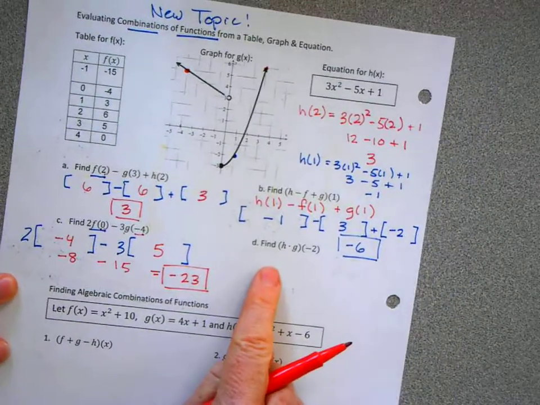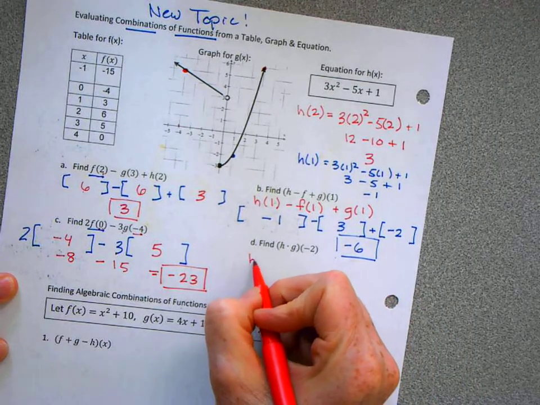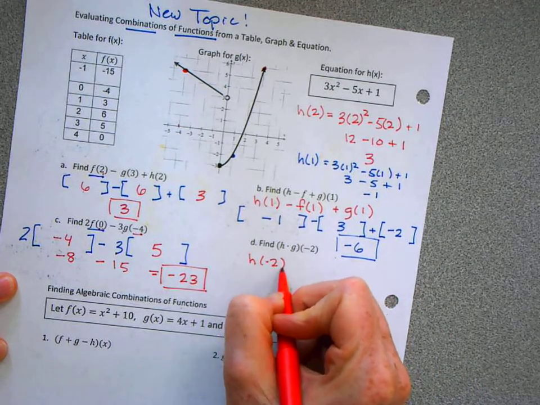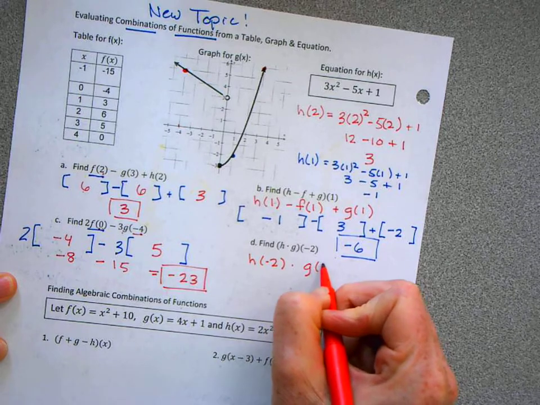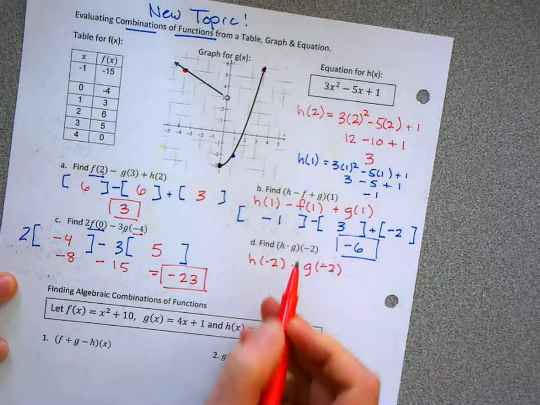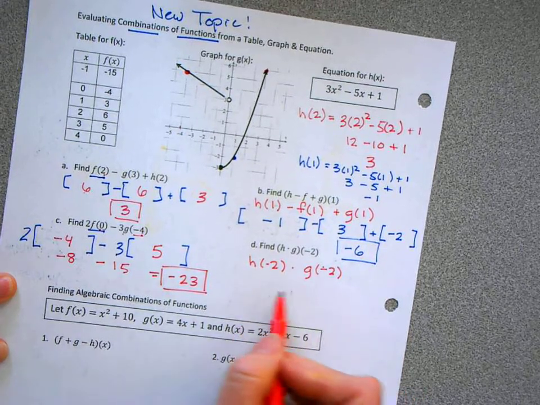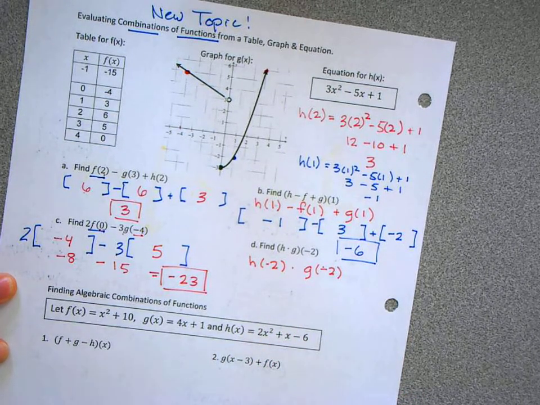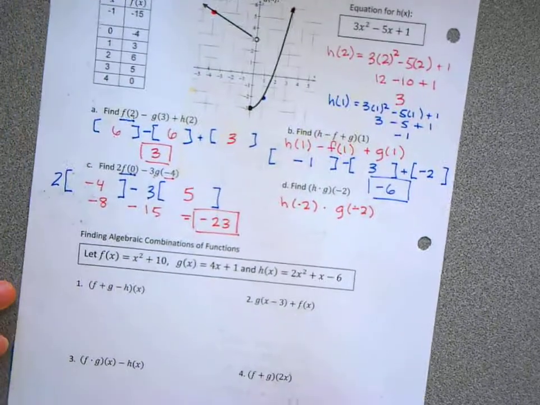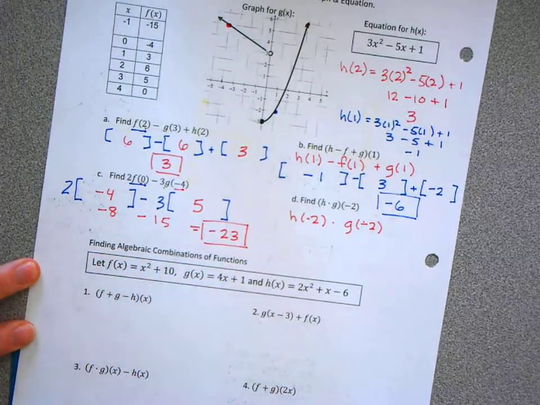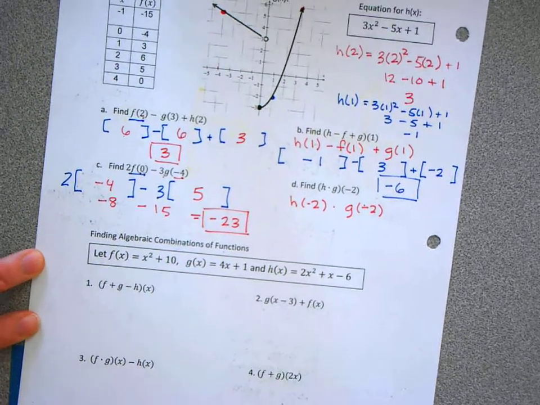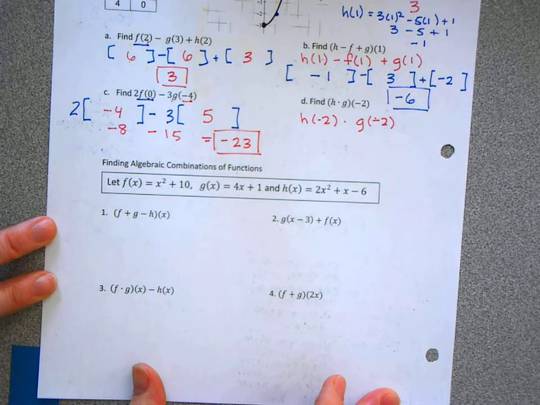This problem D, we're not going to do the whole thing. It's just going to be h at negative 2 times g at negative 2. The negative 2, in a sense, distributes to the h and g. Evaluate each, multiply them together. Let's find algebraic combinations of functions. This, again, we're going to have to be more careful with our work.